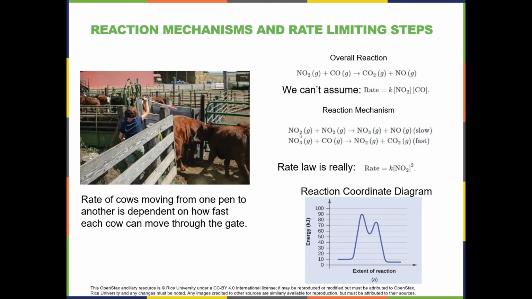So, if we want to write the rate law, it would be rate equals k[NO2]², because this is essentially two NO2s. So k[NO2]². The rate of the reaction is dependent on the slow step of the reaction.